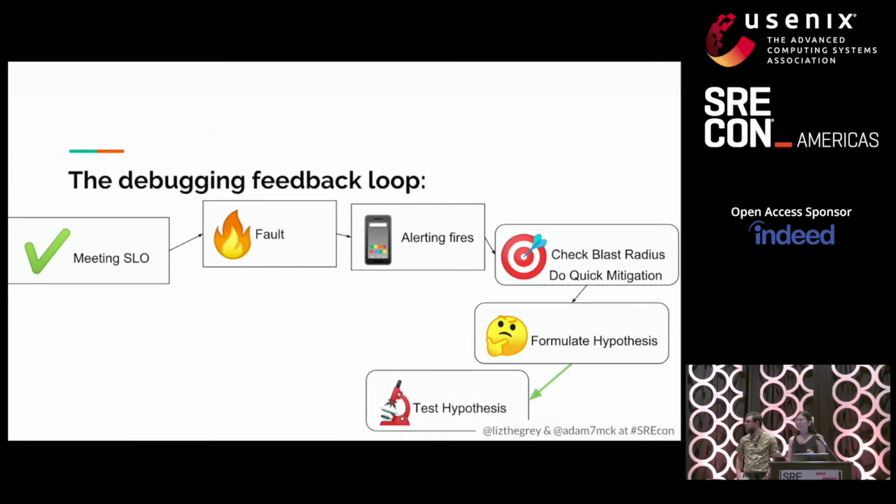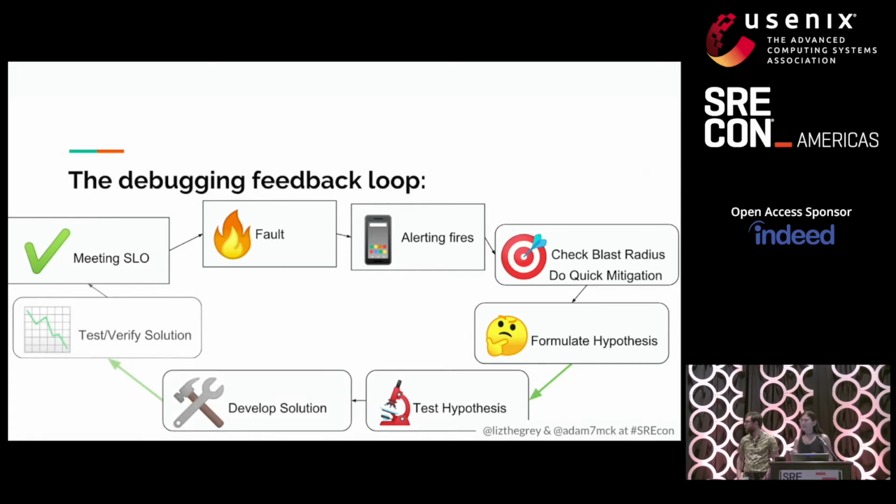And then you have to test it, right? You have to figure out, is this actually the problem? And ideally, your first guess is right and your hypothesis is confirmed. So you can go ahead and develop a fix, and then finally we want to just verify that our fix worked, verify that our service level indicators went back to normal. And then we're back to meeting SLO and our service is running in nice homeostasis.